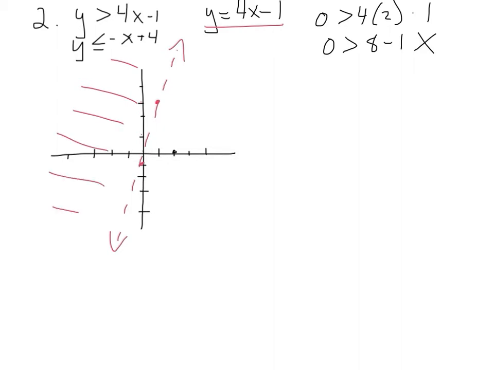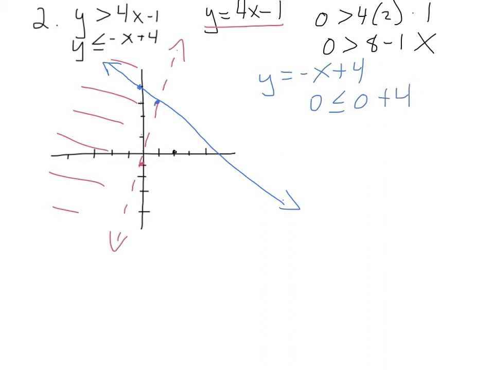Then I do the same thing for the second line. And I'm going to do this one in blue. Y equals negative x plus 4. The y-intercept is going to be 4. My slope is negative 1, so down 1 over 1. And I go ahead and I draw that line like so. 0, 0 is obviously below it. So is 0 less than or equal to 0 plus 4? That is true, so it's below the blue line. And so my intersection is going to be this area in here.